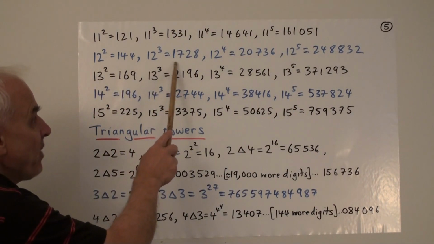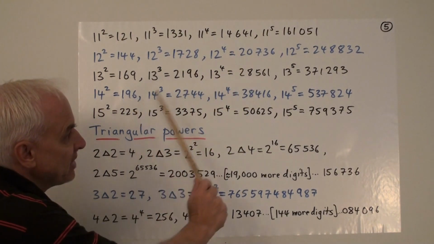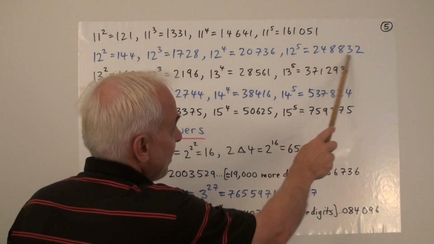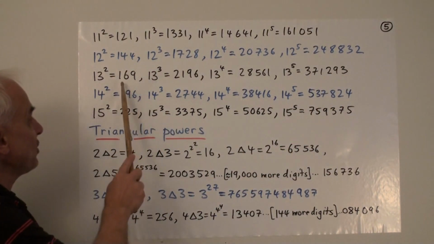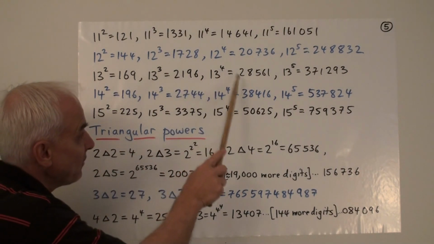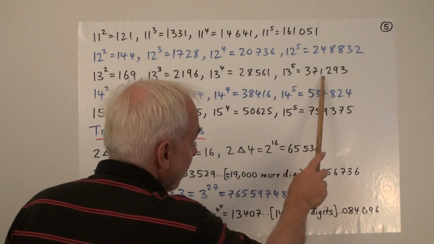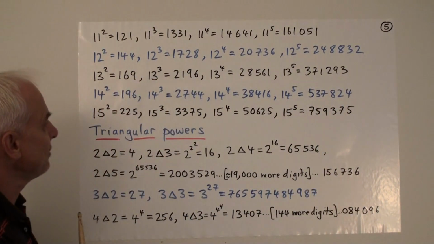12 cubed, 1,728. 12 to the 4th, 20,736. 12 to the 5th, 248,832. 13 squared, 169. 13 cubed, 2,197. 13 to the 4th, 28,561. 13 to the 5th, 371,293.